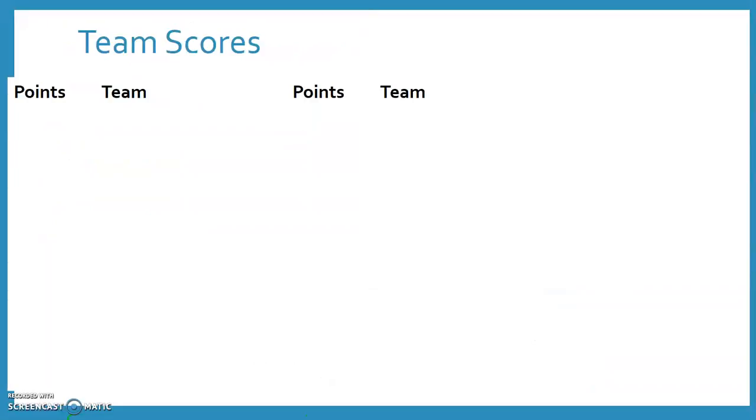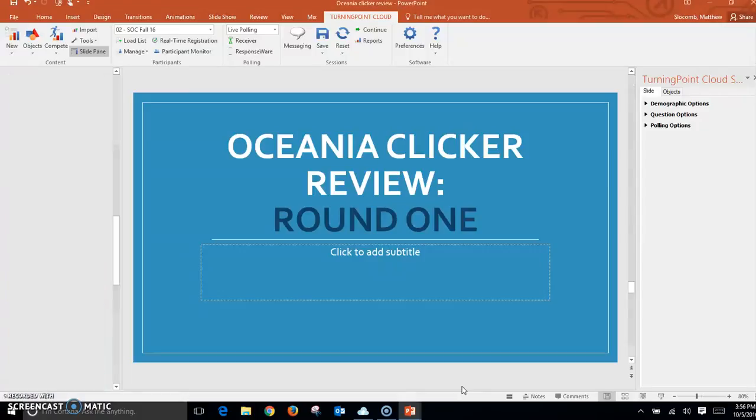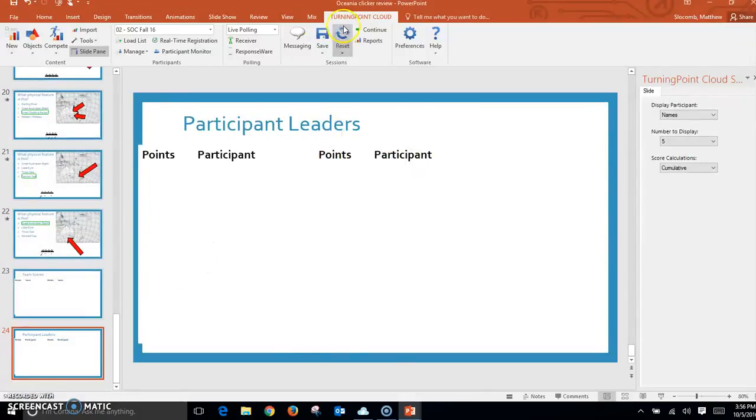Okay, so there's the team scores. Again, that doesn't transfer, doesn't show the participant leaders either. And then now we're done. Okay, so now I would usually save this session. This gives me data in terms of how my students are doing, so I can look back and track that, which is what the school district wants us to do this year, especially with the formative assessment piece and PLCs.